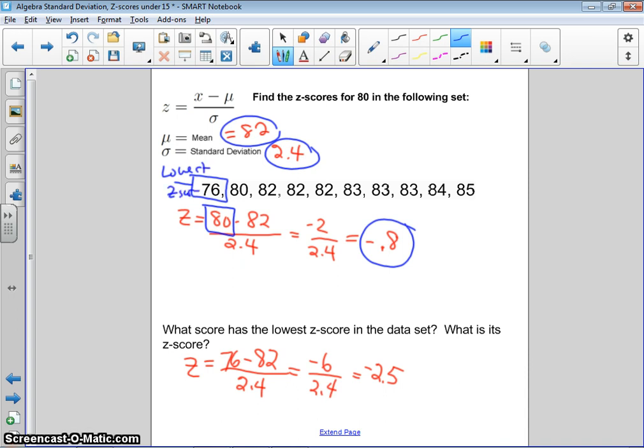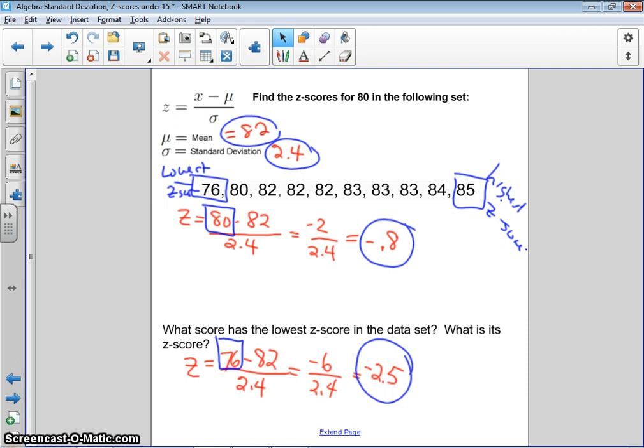And if we were to ask you the opposite of this, 85 has got to have the highest z-score. The z-score for 85 has got to be positive because it's above average, and the z-score for 76 has got to be negative because it's below average. So we figure out that 76 is the one that's going to have the lowest z-score. It's going to be 76 minus 82 divided by 2.4. That's going to give us negative 6 divided by 2.4, which is negative 2.5. So the z-score for that is negative 2.5.